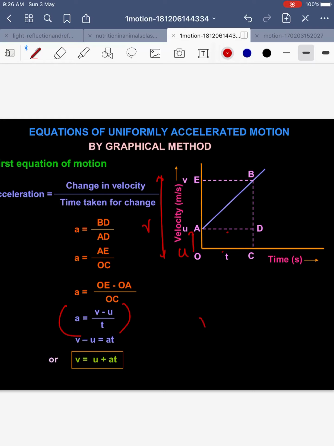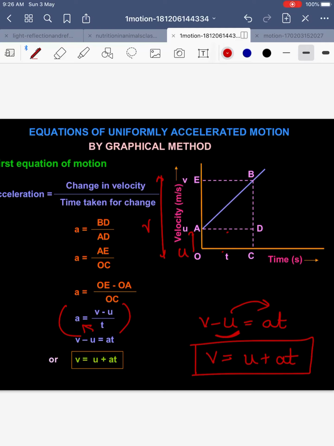Now you just cross multiply, take T to the other side, it will become A into T. U here is minus, if you take it to the other side it becomes plus. So V is equal to U plus AT. This is our first equation of motion, also called velocity time relation. Very important how we have derived it.